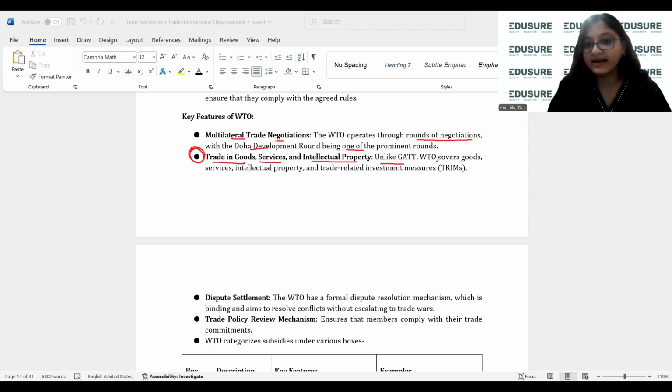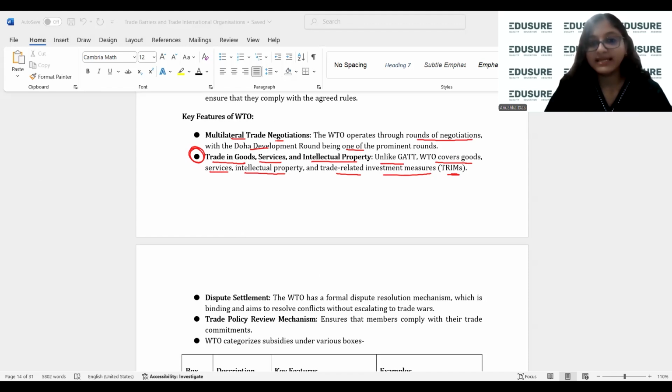So, see, unlike GATT, WTO covers goods, services, intellectual properties, and trade-related investment measures like TRIMS. TRIPS and TRIMS come under WTO, and it was not under GATT. So this is also one of the important points.